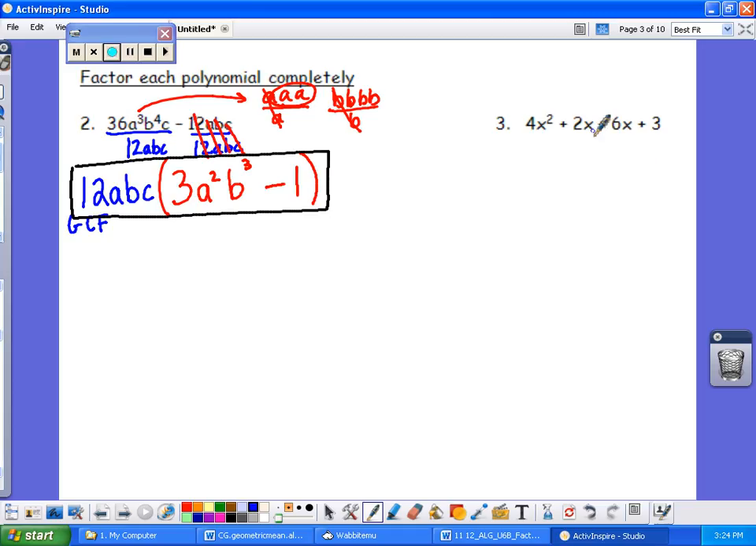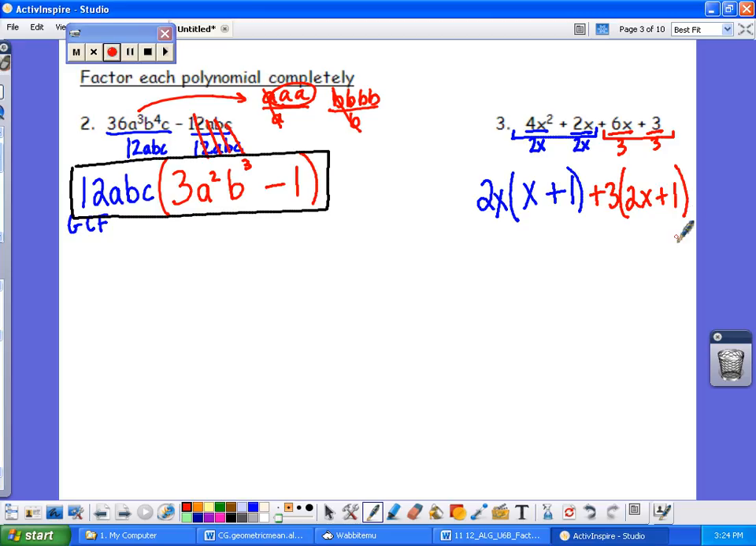So my next option is to group. And what's common in the first group? 2x, leaving me, if I divide this by 2x, it leaves me x. If I divide this by 2x, it leaves me 1. Let's look at the second group. If I have this group, I can divide by 3. Divide by 3 leaves me 2x. Divide by 3 leaves me 1.